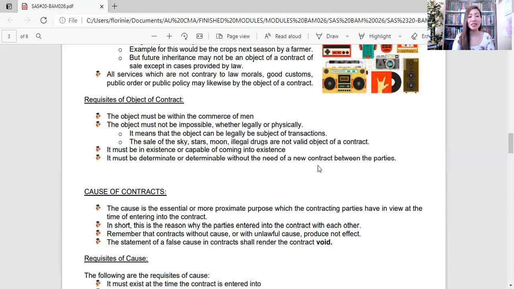Next, it must be in existence or capable of coming into existence, and it must be determinate or determinable without the need of a new contract between the parties. Determinate, ano ba yung determinate things? Specific things. So dapat daw, requisite ng object of a contract, at least ma-specify kung ano ba talaga yun. O kaya naman, determinable, yung kaya mong i-specify.